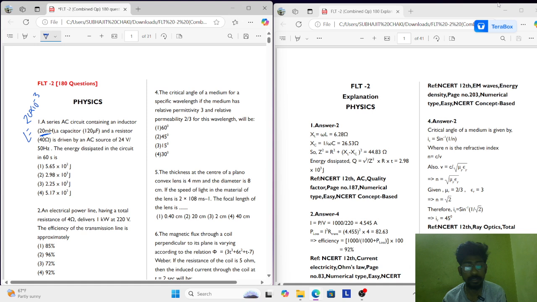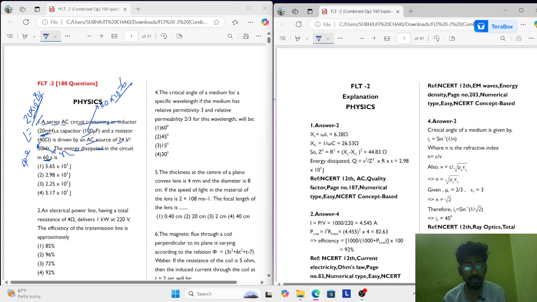So we'll be starting with the physics section. The first question says a series AC circuit contains an inductor of 20 millihenry, that is 20 into 10 to the power minus 3 henry, a capacitor of 120 into 10 to the power minus 6, and a resistor of 40 ohm. It is driven by an AC source of 20 volt and 50 hertz, so the frequency is given. The energy dissipated in the circuit in 60 seconds is what you have to calculate.